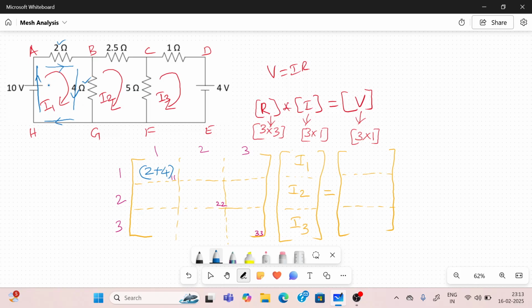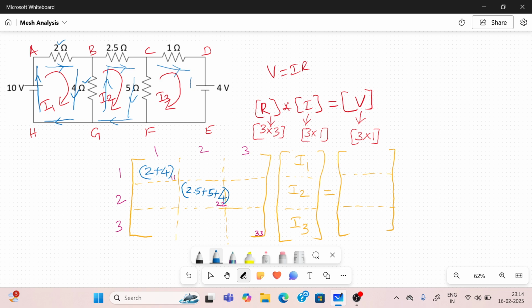That's it. Now what about mesh 2? Mesh 2 is B to C, C to F, F to G, G to B. B to C it is 2.5, then C to F it is 5, then G to B it is 4. These are the diagonal elements. We have 3 resistors in the path: 2.5, 5 and then 4. Add all the resistors.